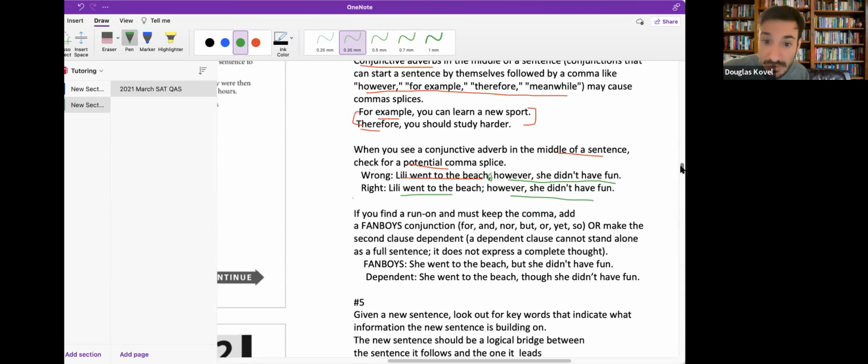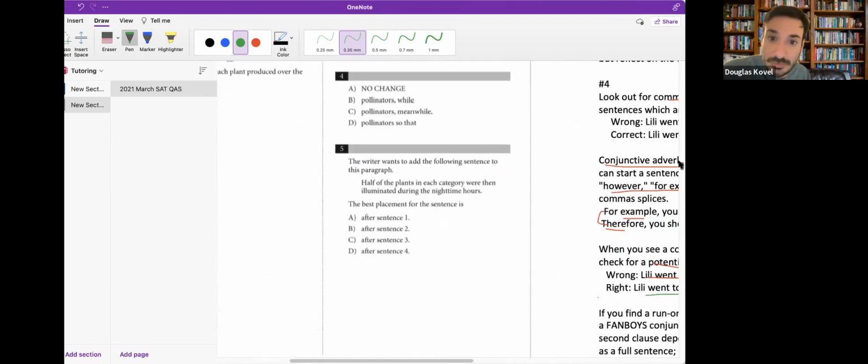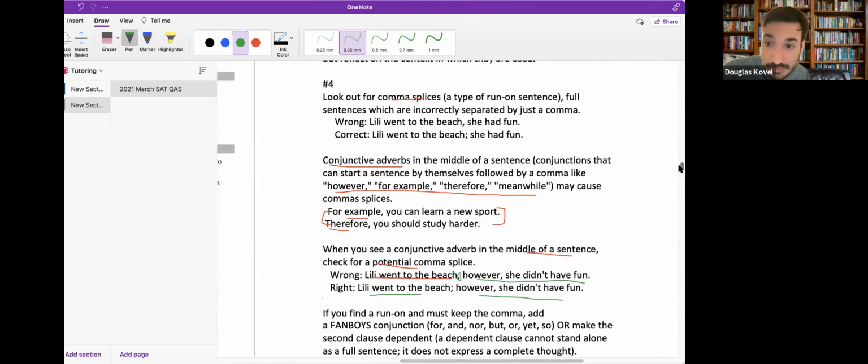So if you do have a run-on or a comma splice specifically, and you must keep the comma, which you're going to notice you're going to have to do in that particular sentence, which we will go back and analyze afterwards, or possibly have to keep the comma, there are two things that you can do.